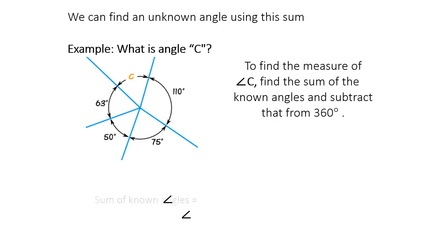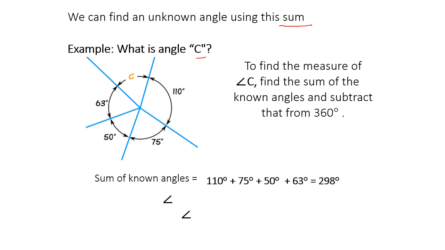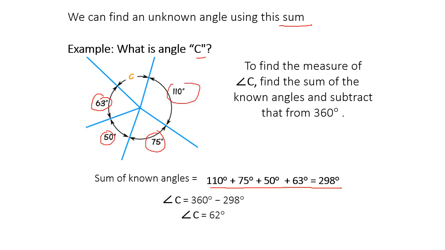So let's think about this question. The question says, we can find an unknown angle using this property. What is the angle C? So the sum is 360, we have just done it. So we add all the known angles: 63 plus 50 plus 75 plus 110. Only C is unknown here, right? So it comes to 298 degrees, and the total is 360. So angle C will be 360 degrees minus 298 degrees. So the final answer for C is 62 degrees.